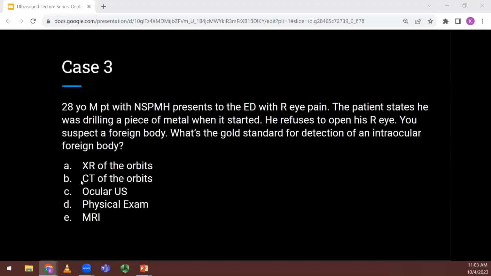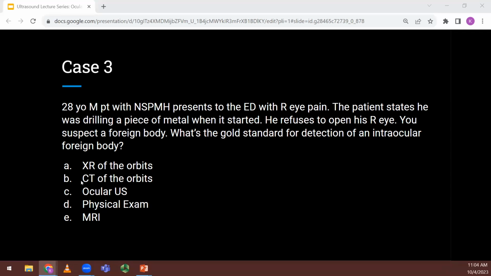A 28-year-old male patient with no significant past medical history presenting to the ED with right eye pain. The patient stated he was drilling a piece of metal when it started. He refused to open his eye. You suspect a foreign body. What's the gold standard for detection of intraocular foreign body? X-rays, CT, ultrasound, physical exam, MRI. MRI is the treatment, Dr. Silver said.